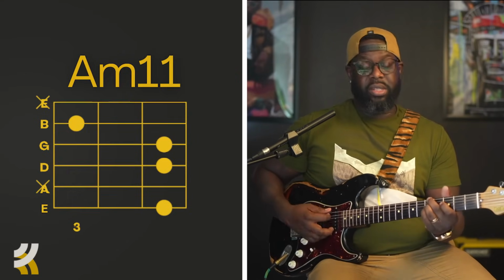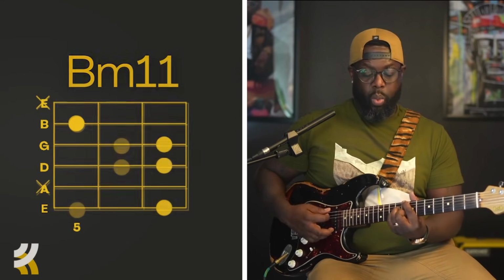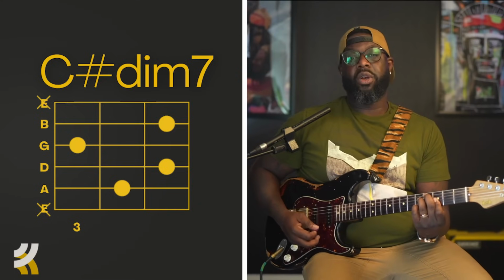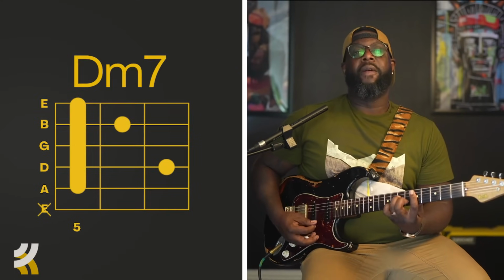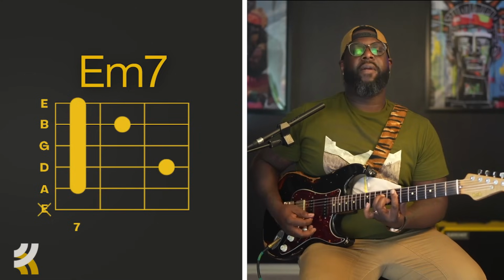So I'm going to go 6, 7, 1. Now I'm going to use this diminished chord. I love diminished chords. Between 1 and 2, C sharp diminished. 2, 3, 6. So you see there are 2 different approaches that you can use with the passing chords.